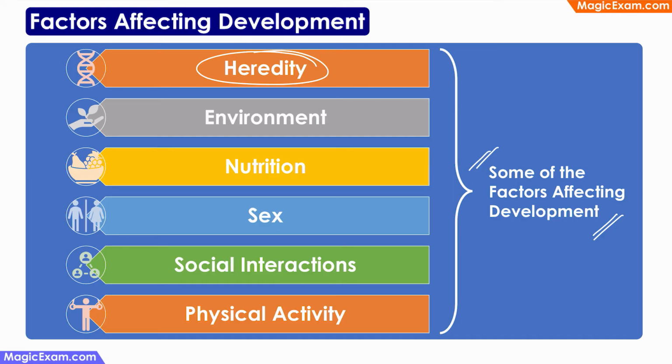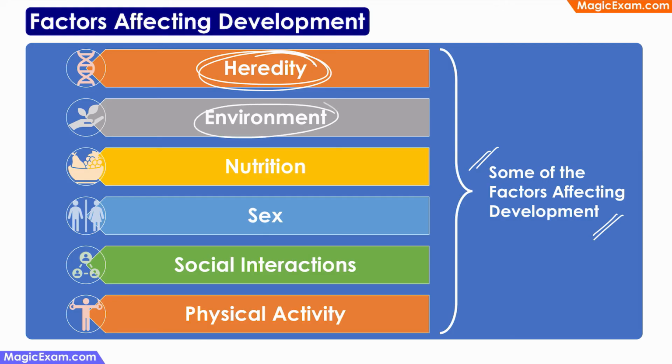Does it affect the mental development or the cognitive development? That is a question that is still being debated by various scientists. But heredity definitely affects the physical development because by looking at the child's parents, we can make an educated guess whether the child will be tall and strong or whether the child will be short. So heredity plays a very important part in the physical development of a child.